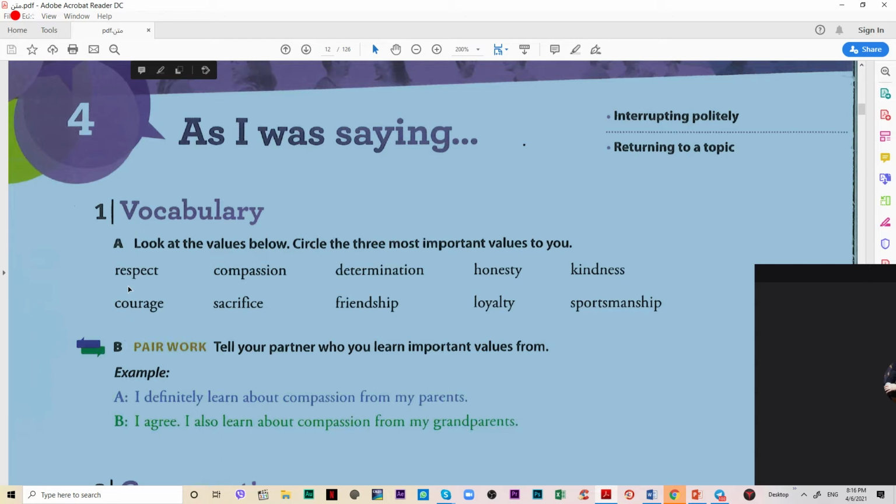من يعطيني مثال على respect. Respect means يحترم. We can use it, نستخدمه, as a verb: respect, يحترم. And we can use it as a noun. Example: I have to respect the old people. The older people.